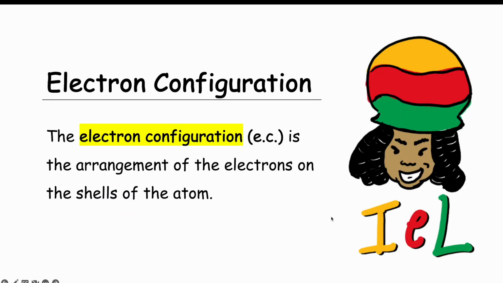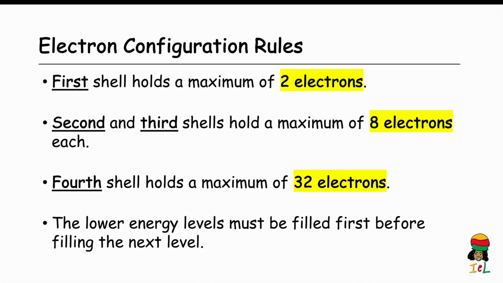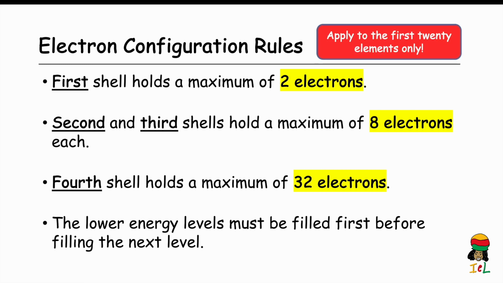So what is electron configuration? Note that electron configuration is abbreviated EC. Now, the electron configuration of any atom is the arrangement of the electrons on the shells of that atom. There are particular rules that guide the arrangement of the electrons, and we are dealing with the first 20 elements using the following rules. The first shell, which is the shell directly around the nucleus of the atom, can only hold a maximum of 2 electrons. The second shell holds a maximum of 8 electrons, and so does the third shell for the first 20 elements.